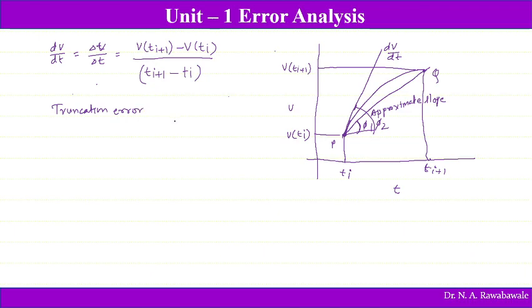Instead of using the exact mathematical correlation dv by dt, we are going to use an approximate correlation, and that introduces the truncation error. So this is what we have discussed about approximate error and true error, and round off error and truncation error, and how these errors are introduced in these measurements or in this study or analysis.